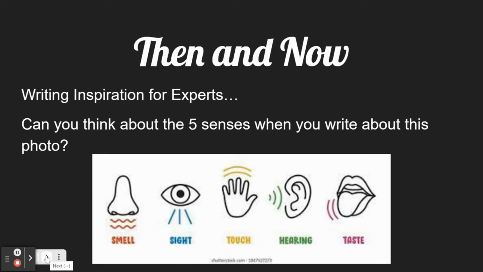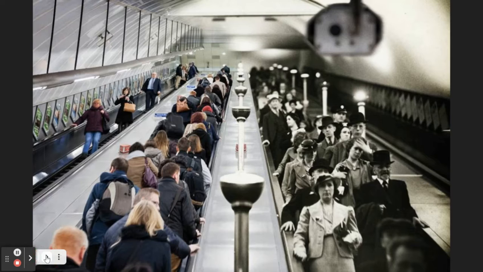This is a writing activity for you to do that makes you think about your 5 senses when you are writing today. I'm about to show you a photograph and it's titled Then and Now. So I want you to have a look at this photo. And what do you notice about it? Take your time to have a really good look.